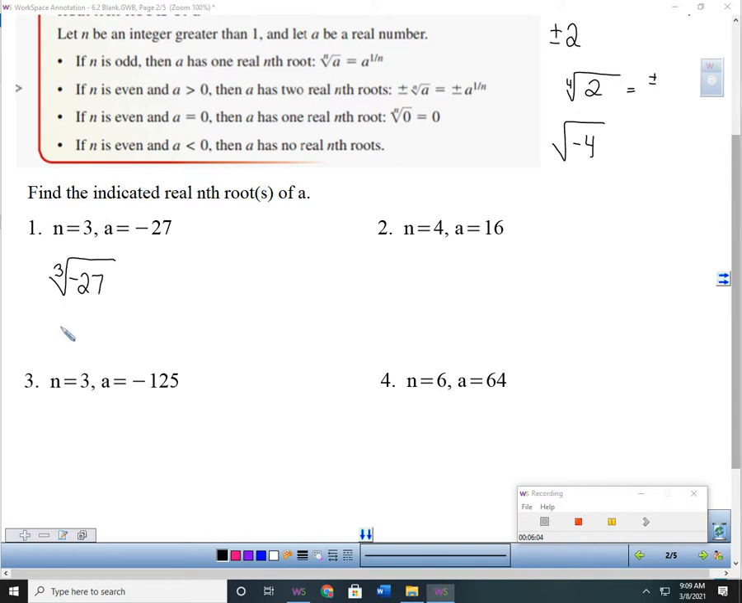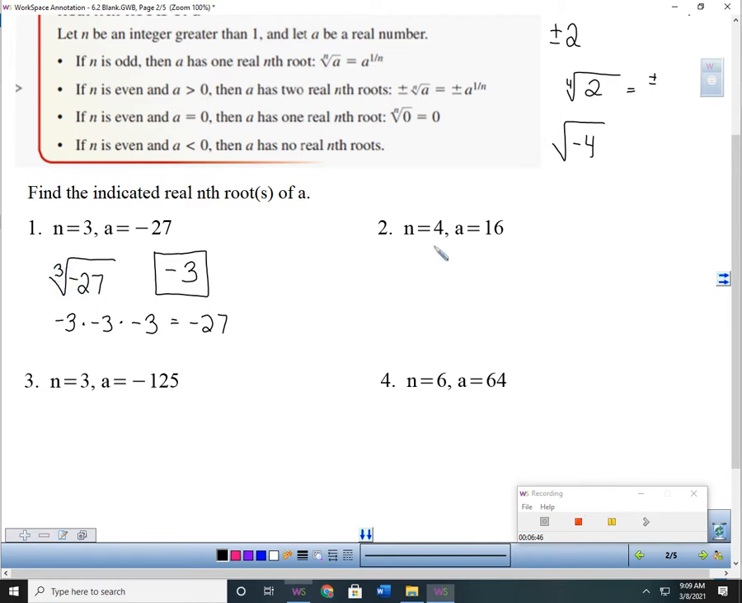Not negative 9, because negative 9 times negative 9 is already 81. So it would be negative 3, right? Because negative 3 times negative 3 times negative 3 equals negative 27, right? So the cubed root of negative 27 would be negative 3. That's the number times itself 3 times that will equal negative 27. So when your root's odd, you're only going to have one answer, right?